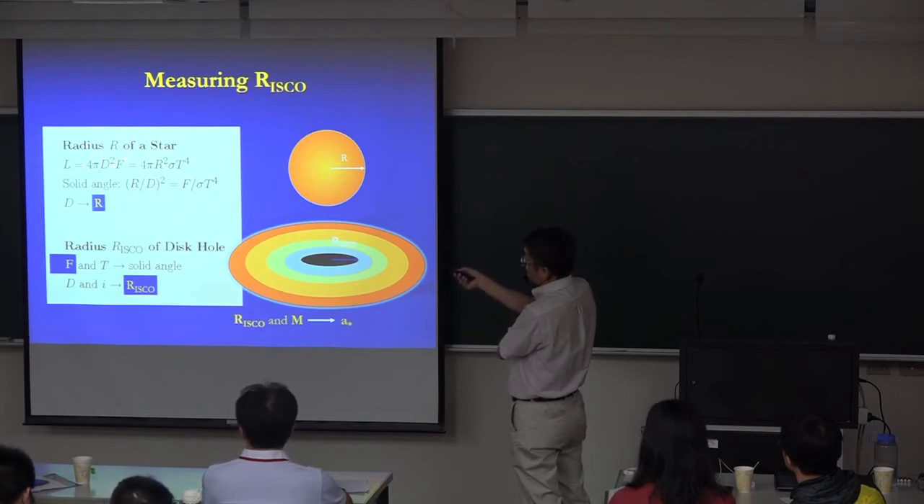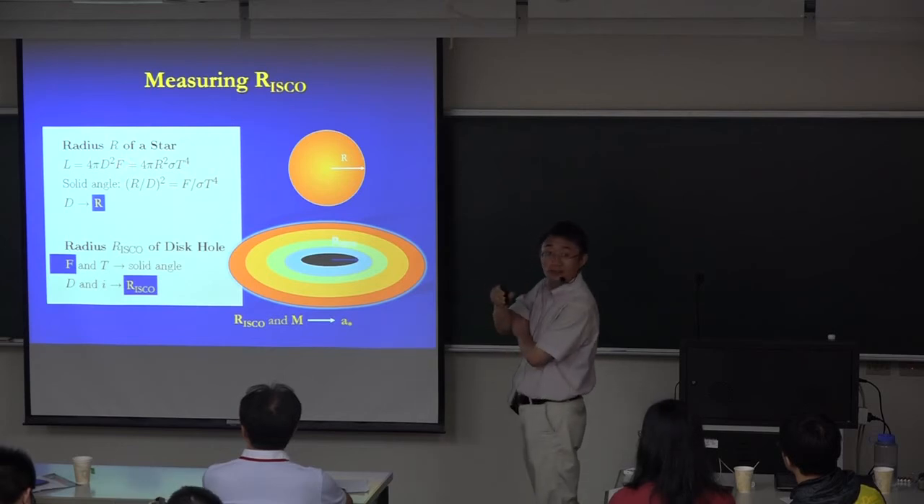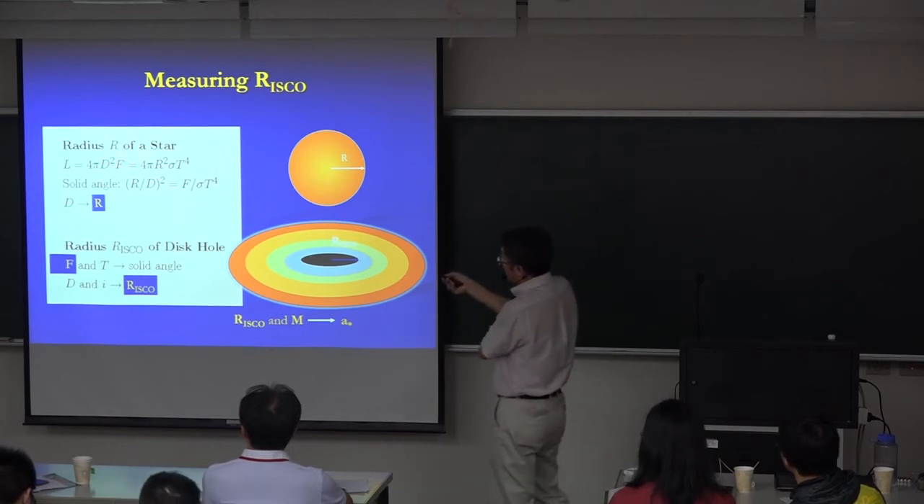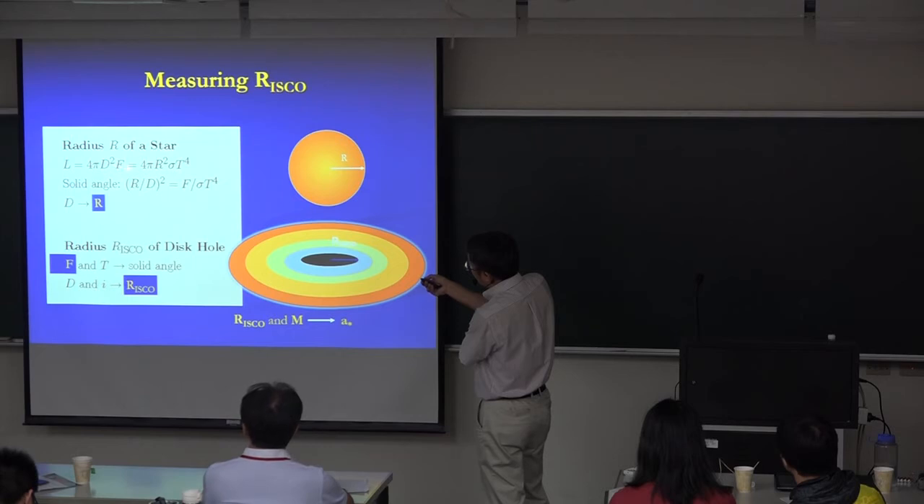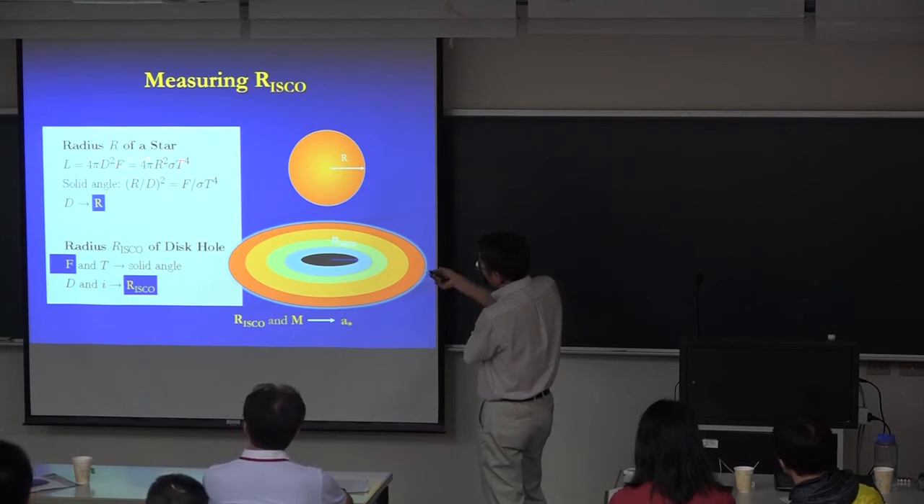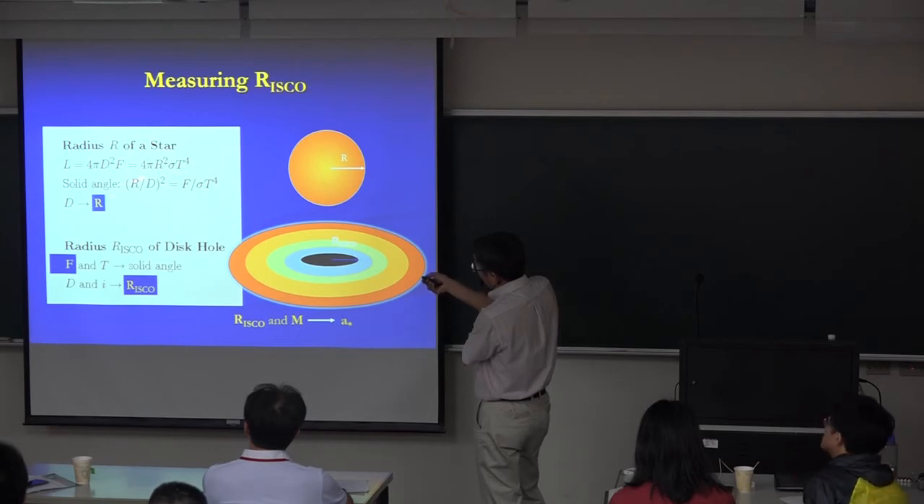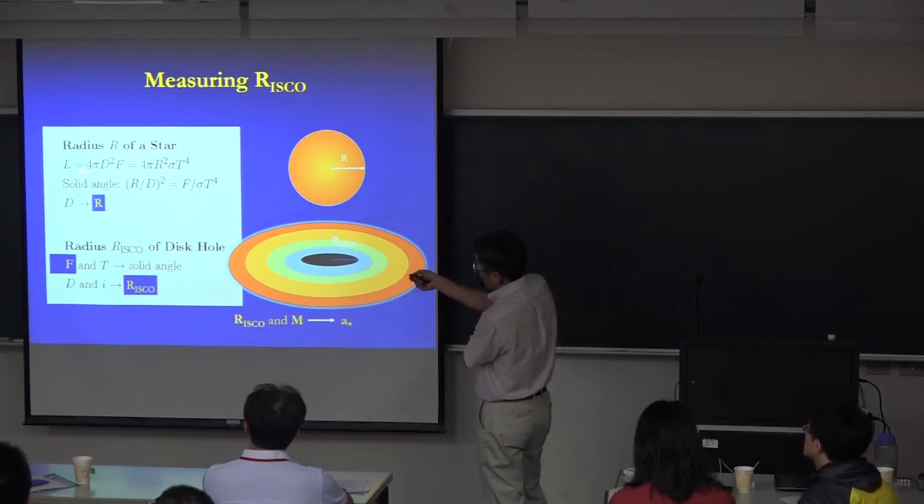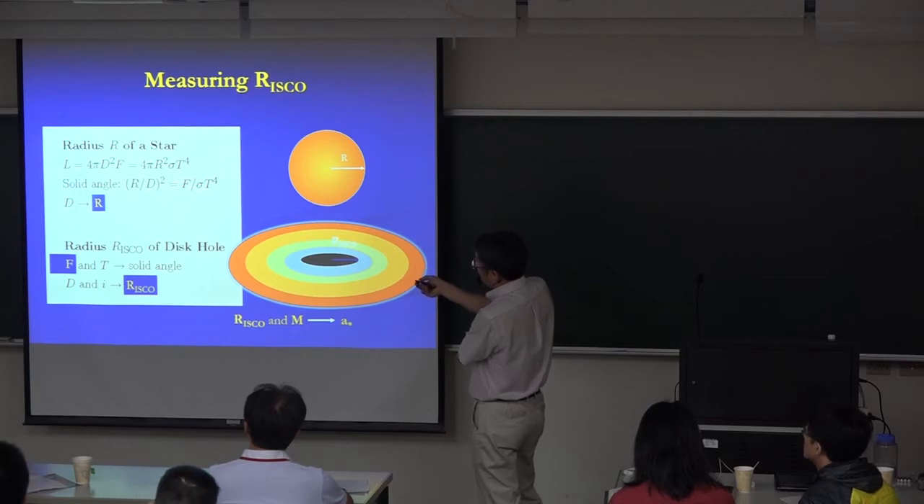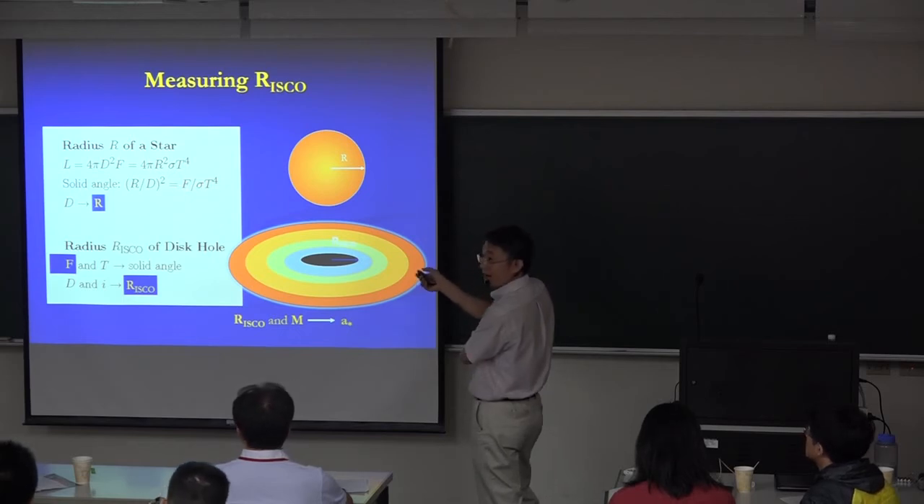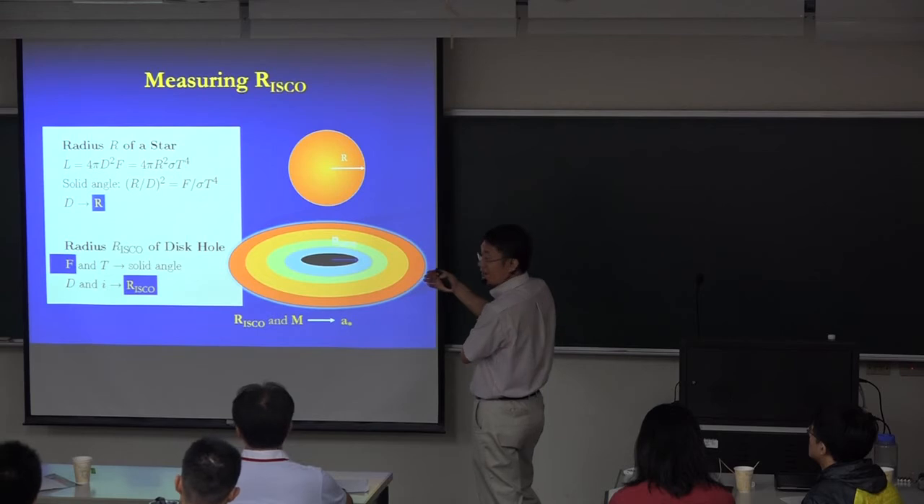This is the flux. This can be observed by our telescope, right? This is the surface area of this star, this equation. The solid angle we can obtain from this equation. Once we can measure this, and this temperature we can also measure by the spectrum of this star.